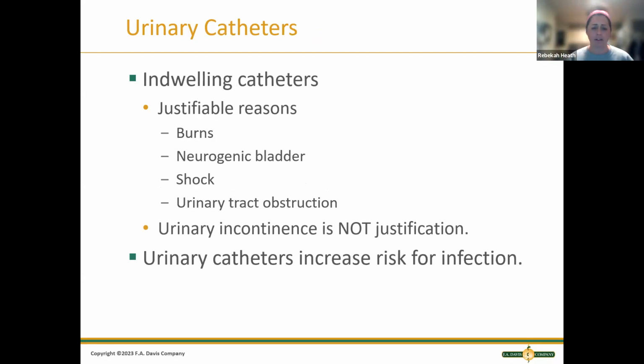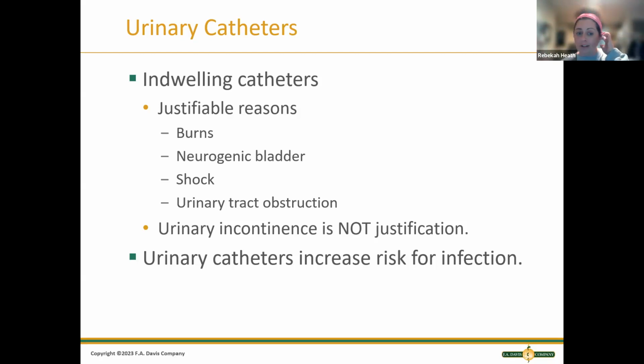So urinary catheters, there's a couple different kinds. We're going to talk about indwelling catheters. That's when they stay in. A straight cath or an in and out catheter just goes in, collects urine, goes out, we're done. Indwelling is when it goes in and we leave it in for a time. There are some justifiable reasons for somebody to have an indwelling catheter. Somebody who has severe burns, or somebody who has a neurogenic bladder, they cannot pee, like that bladder just gets overdistended all the time.